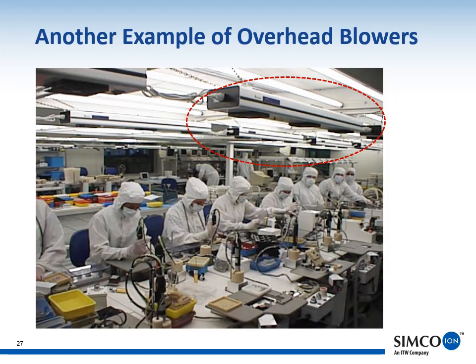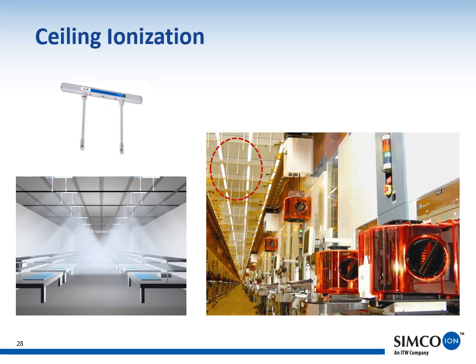Here is yet another example of how overhead blowers can be used. When the entire clean room needs to have ionization, ceiling ionization is one possible solution. In this case, ionizers are mounted to the ceiling and the clean room airflow is used to push the ions down to the work surfaces. As can be seen here, clouds of positive and negative ions come down to discharge both airborne particles and materials in the work area. The photograph on the right shows an actual installation of ceiling ionization.